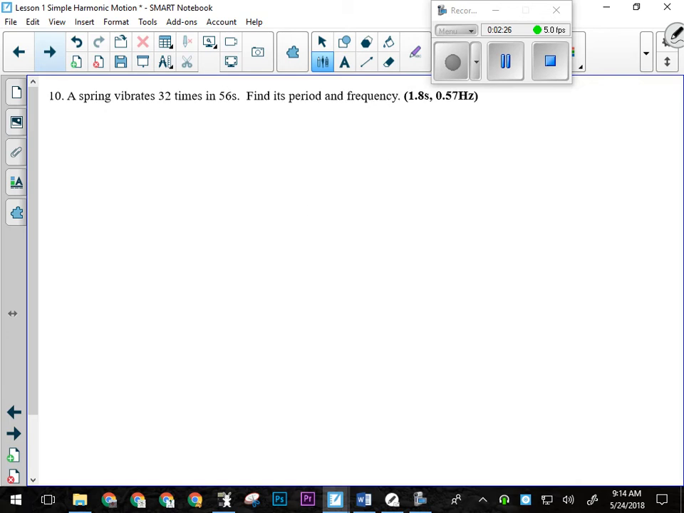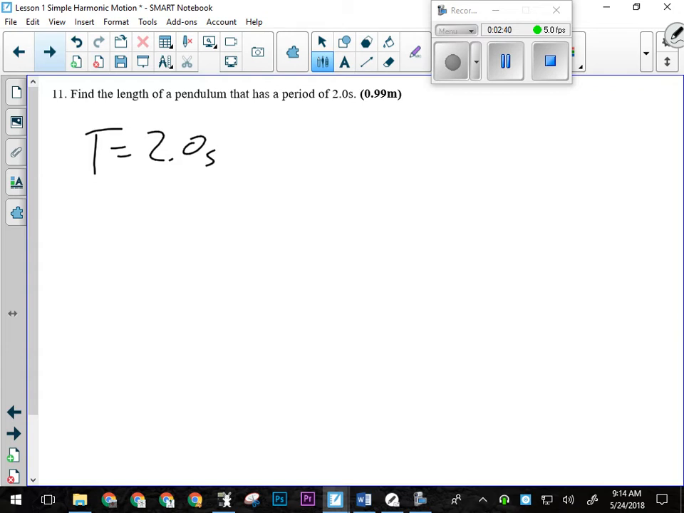Sorry, let's do a real one. Find the length of a pendulum that has a period of 2 seconds. We have T being 2.0 seconds, and we're looking for the length of the pendulum, and we know that g is 9.81.